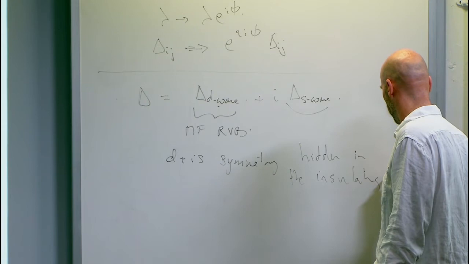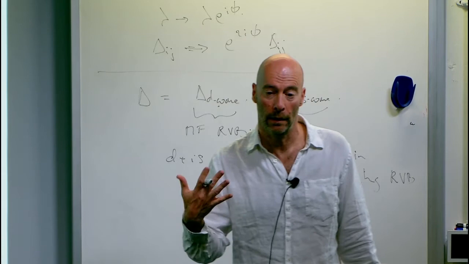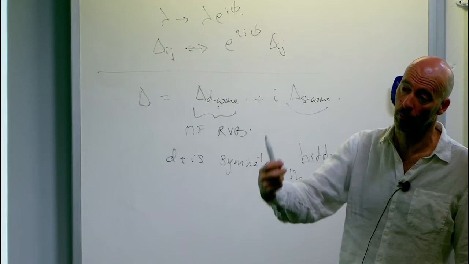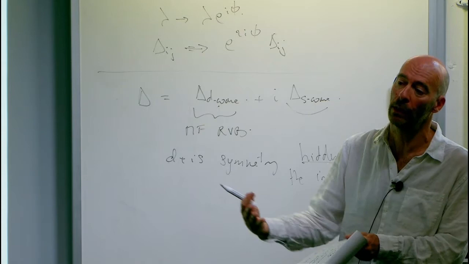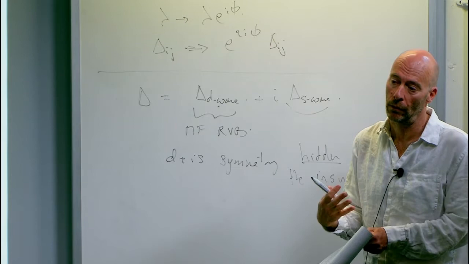So what I mean by hidden is that there is no superconducting amplitude in the insulator, of course, but there is this phase factor between the horizontal bond and the vertical bond. So as soon as you dope, the superconductor basically inherits from this D plus IS symmetry of the insulator.